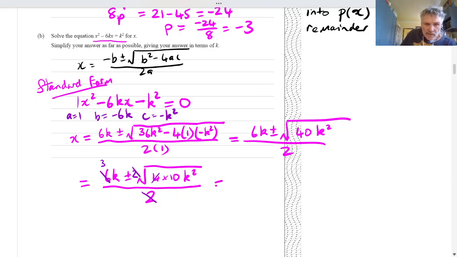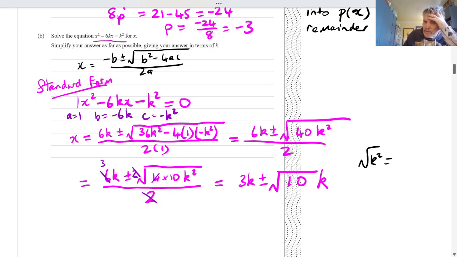And then this will be equal to, we've got 3k left, plus or minus the square root of 10, and we can square root k squared and get k. Normally you need to be a little bit careful when you're taking the square root of k squared, because it's easy to write that as k, but it's not actually k. You should put an absolute value around this.